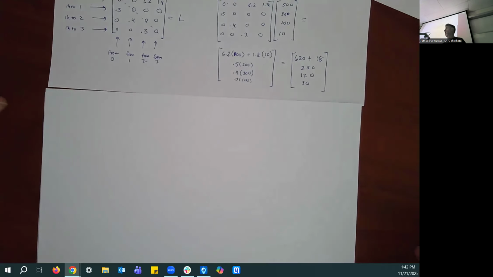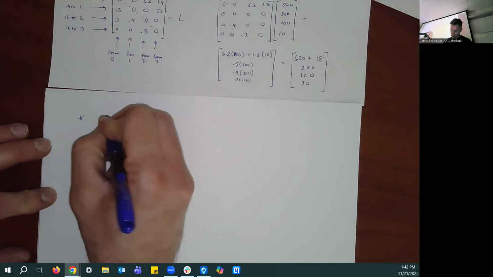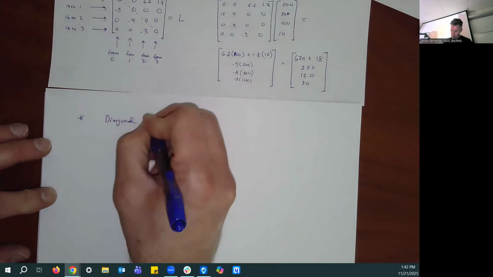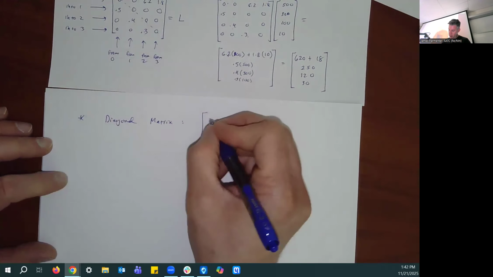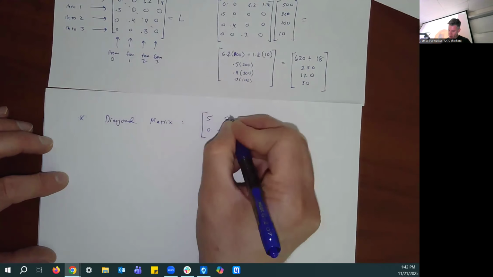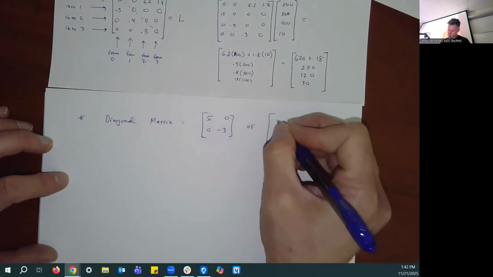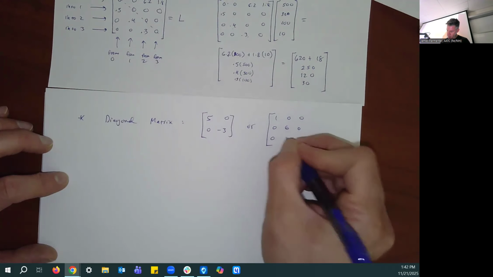by itself a lot of times. And that is called a diagonal matrix. A diagonal matrix looks like this. Sure. 5, 0, 0, -3. Or like this. 1, 0, 0, 0, 6, 0, 0, 0, -8.